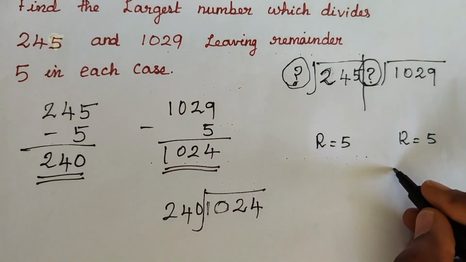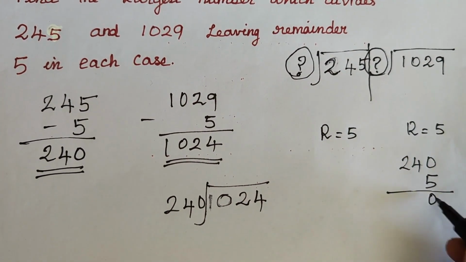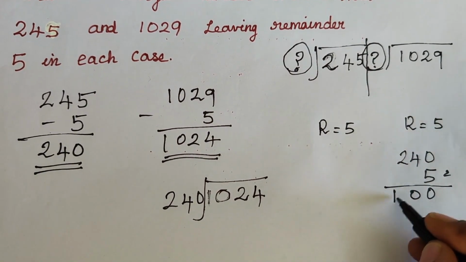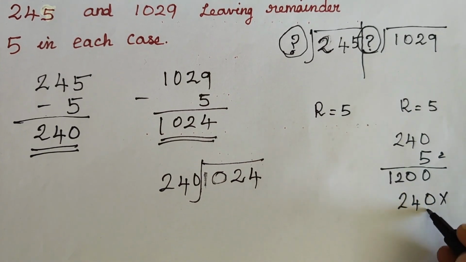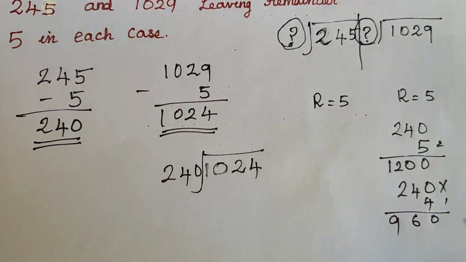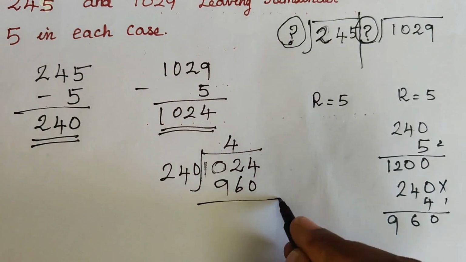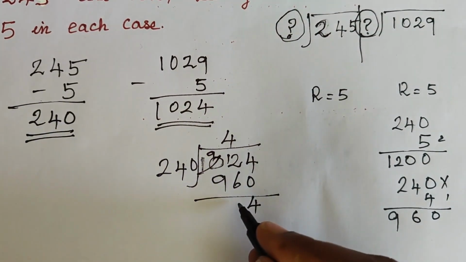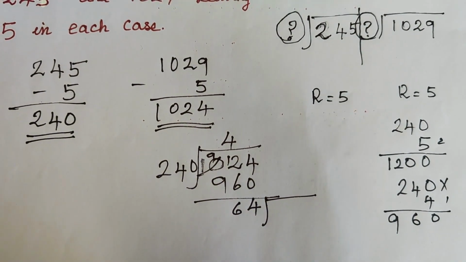1024 divided by 240. So 240, if it is 5 times, definitely it's larger. 4 5s are 20, 2 balance, 2 5s are 10 plus 2, 12. No, this is larger. So 240 into 4, 4 times 0 is 0, 4 times 4 is 16, 1 balance, 8, 9. Yes, it's correct. 4 times 240 is 960. On subtraction, we will get 64. 12 minus 6 is 6, 9 minus 9, 0. Now 64 becomes the divisor.